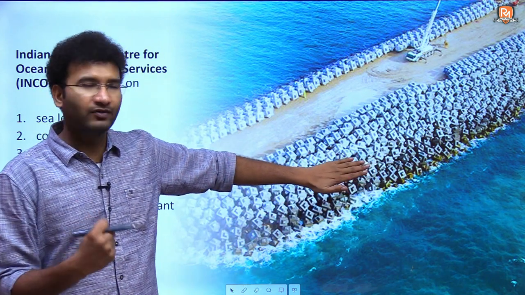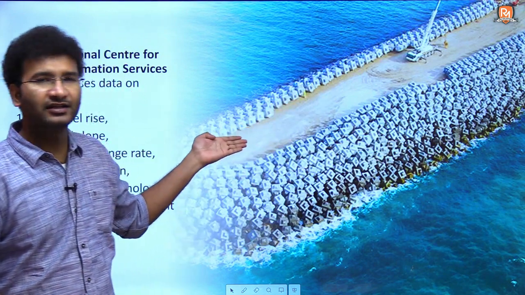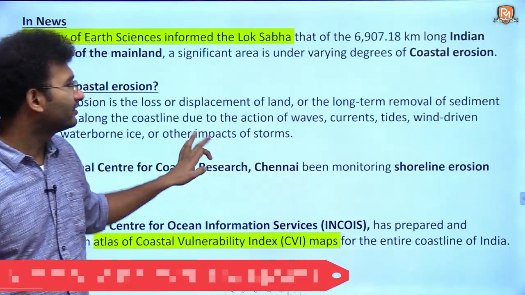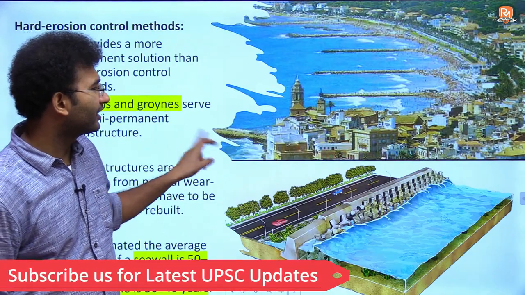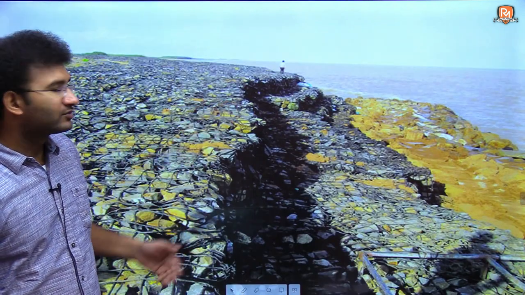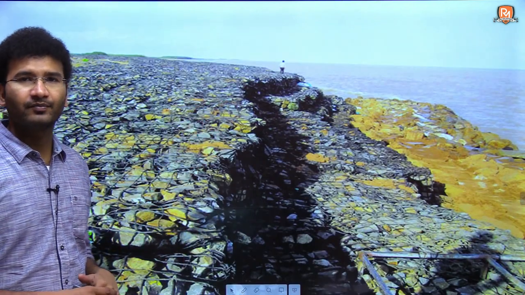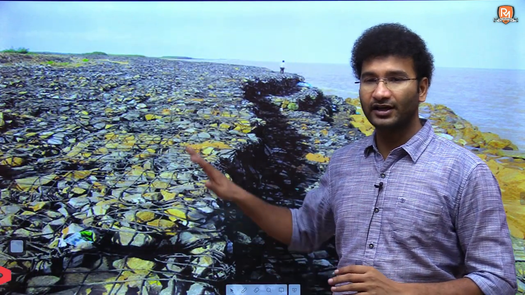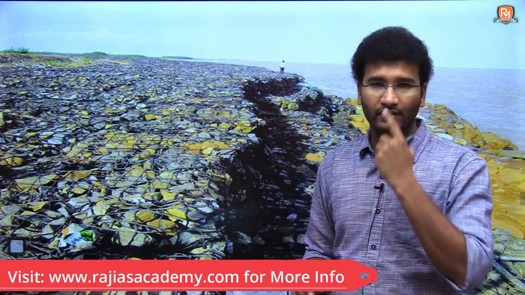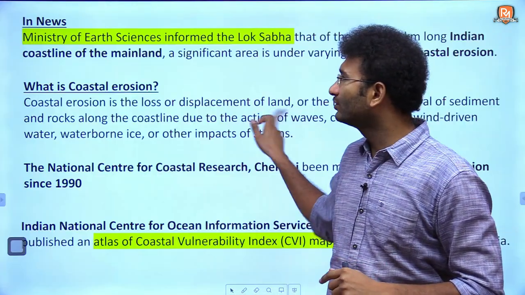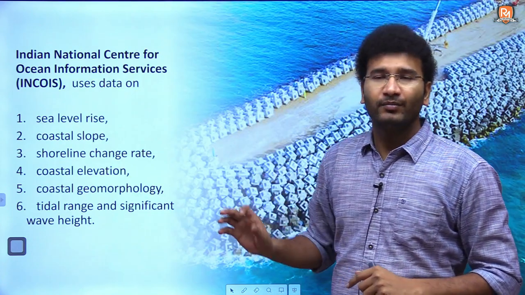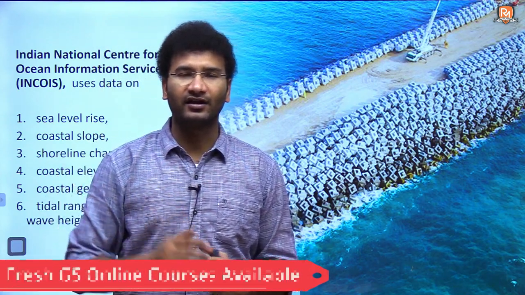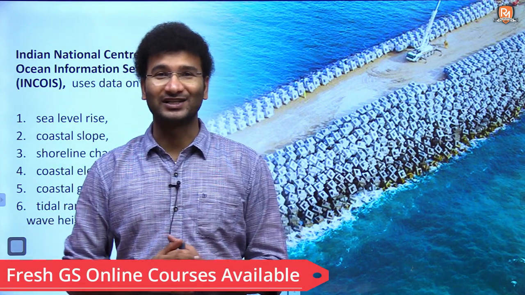Most of the impact will be taken by these tetrapods itself, so that the land which is present here can be safeguarded. Now imagine these kinds of structures placed next to landforms of these types. Can this erosion be stopped? Yes, if not 100%, at least 60 to 70% of the erosion can definitely be controlled, right? So let us quickly look into these soft and hard methods and the methodologies that have been taken into consideration.